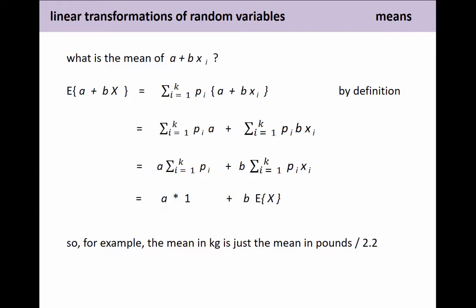For a practical example, the mean in kilograms is just the mean in pounds divided by the conversion factor 2.2. So the intuition that the mean being 120 pounds is exactly equivalent to the mean being 50 kilograms is justified by the algebra we've looked at with the summations.